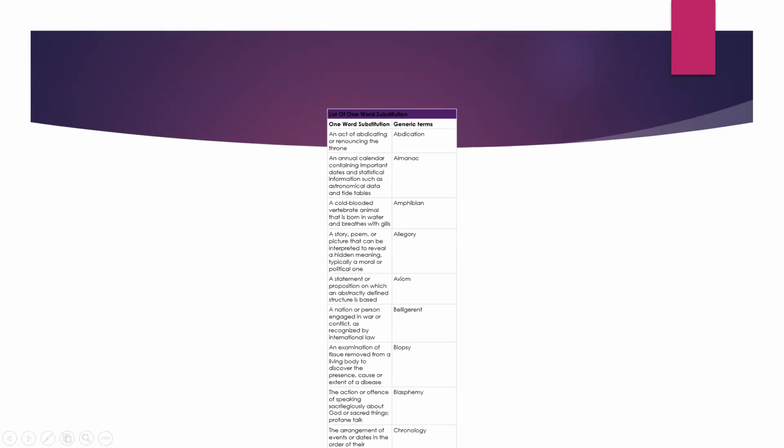So I can mark some important words. It is not that only these words will come. These are some examples. Now, any word may come. You have to understand on the spot. Abdication is important. Almanac is important. Allegory is important. Axiom is important. Blasphemy is important. Chronology is important. Suppose you know this idea, the arrangement of events or dates in the order of their occurrence, but you don't know the word which means the same. These are some important words.